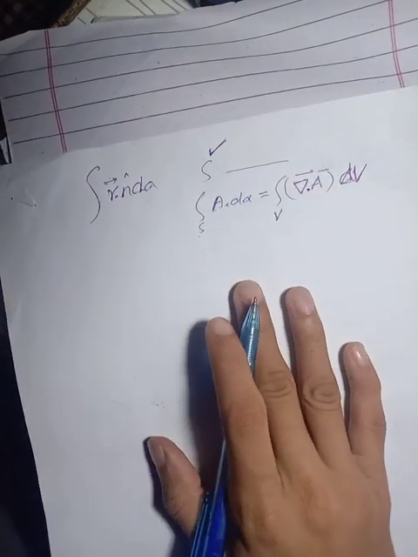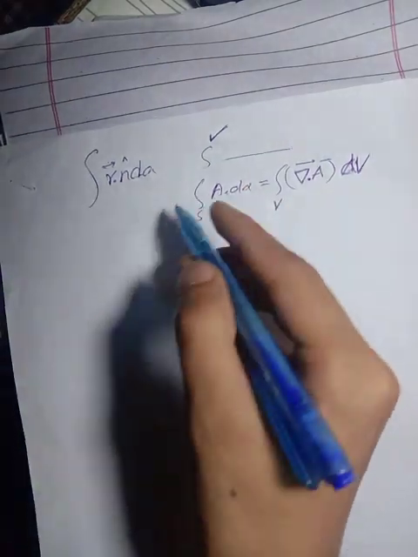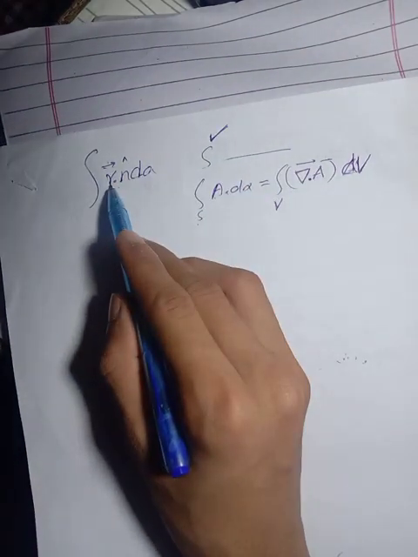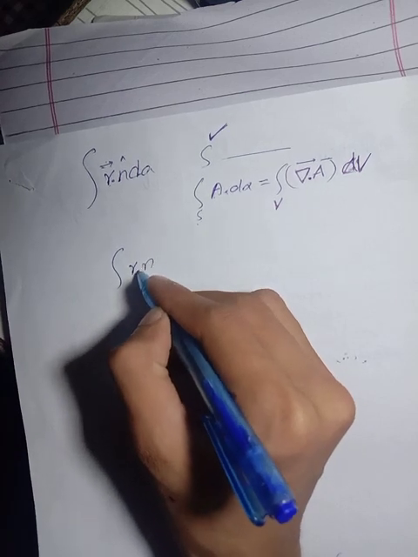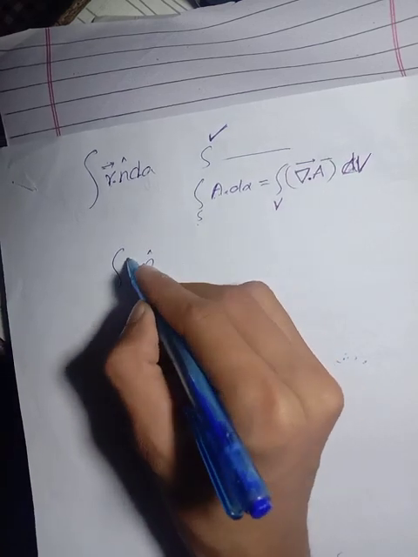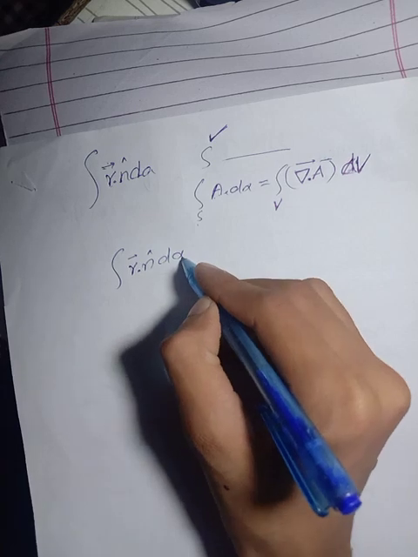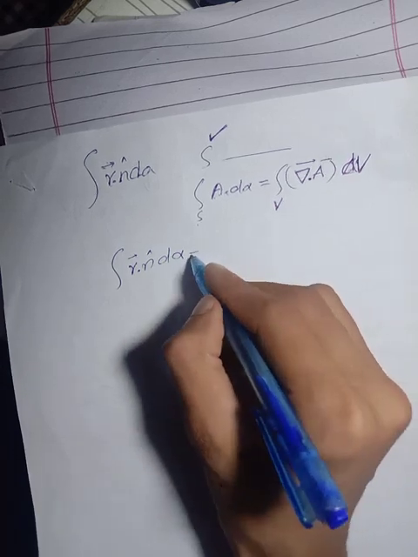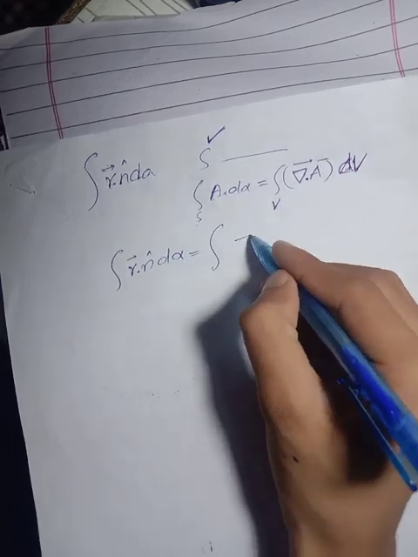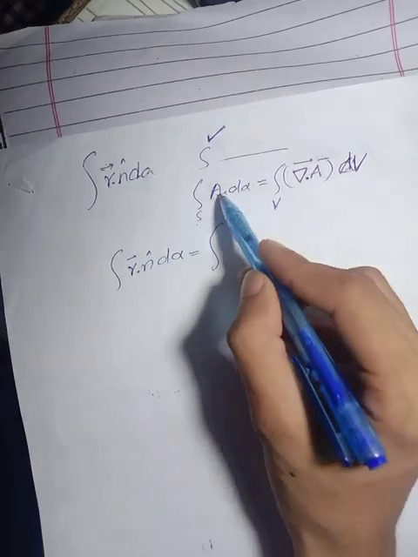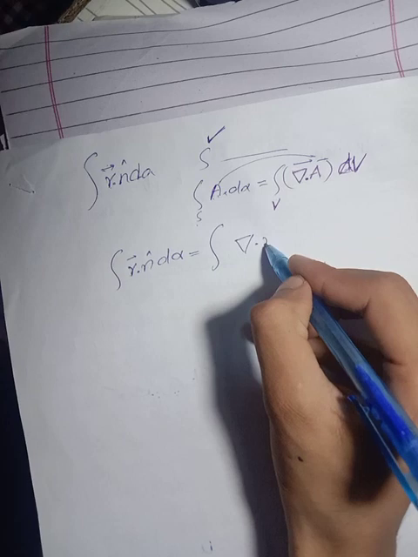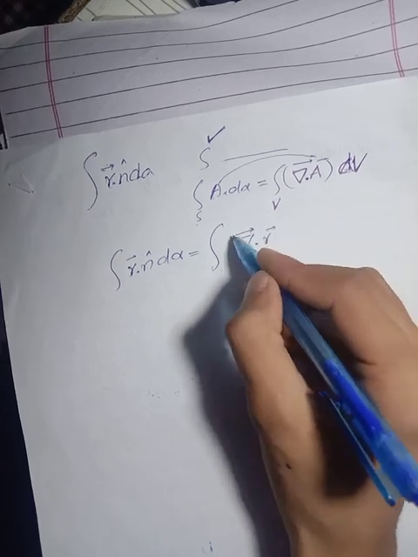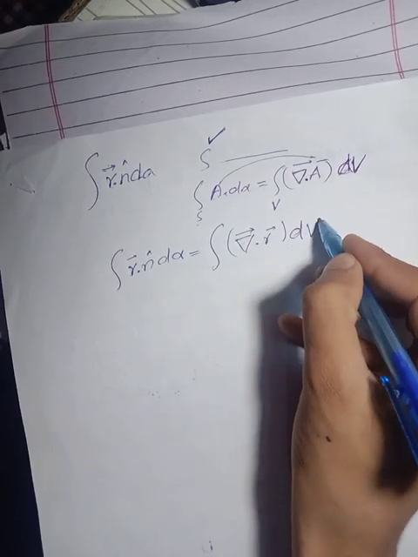Okay, so here we have the integral of R dot n dA equals the integration of del dot A dV. A is a vector, so we use the vector R instead of A.